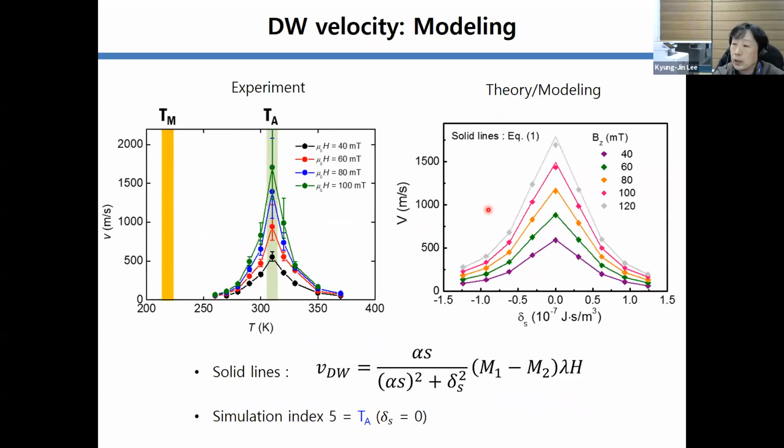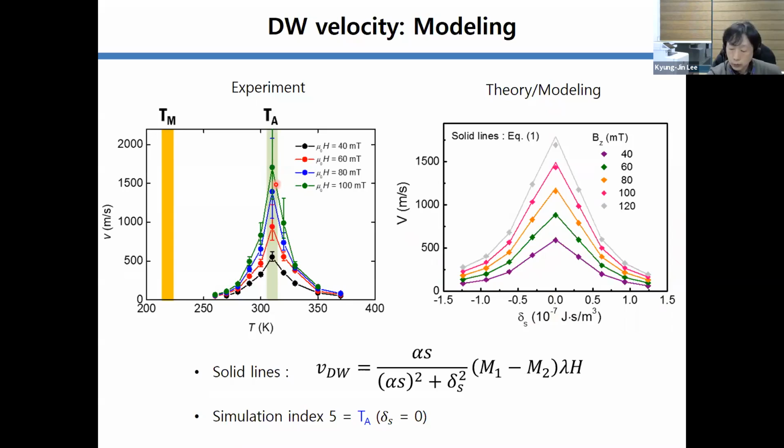So we performed theoretical and numerical studies. Here, the lines come from the equation that I showed before, and the symbols are obtained from numerical modeling based on the atomistic energy equation. And you see that they show good agreement, and more importantly, the domain wall velocity becomes maximum when delta S is 0. So this corresponds to TA, which means that this temperature is TA.